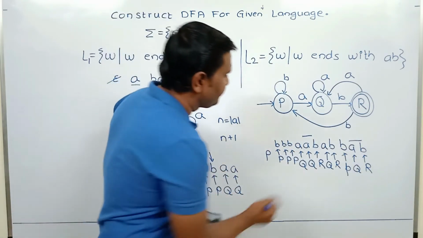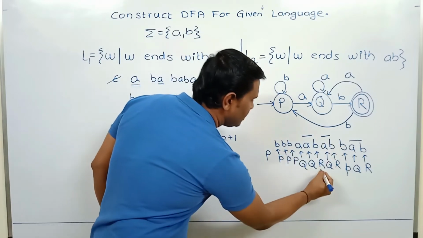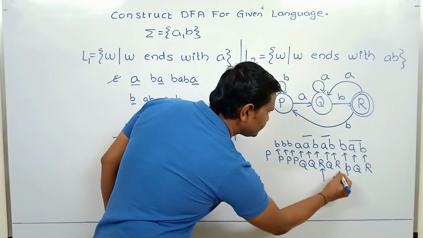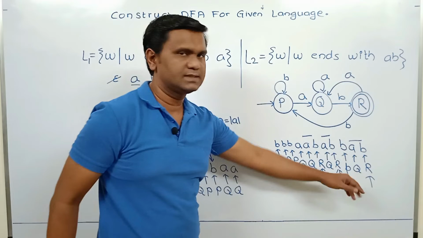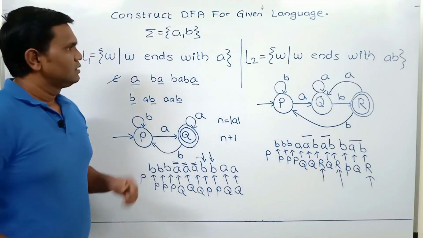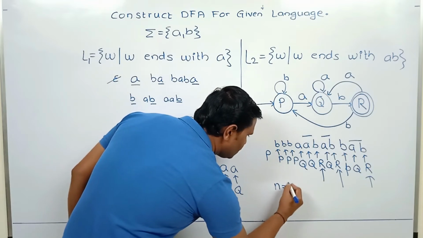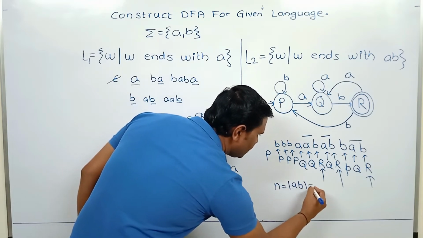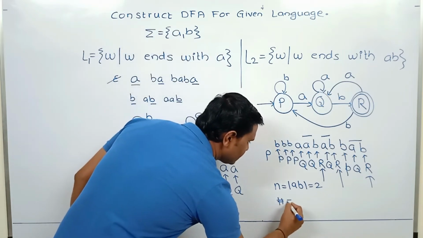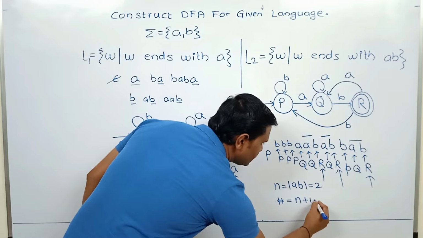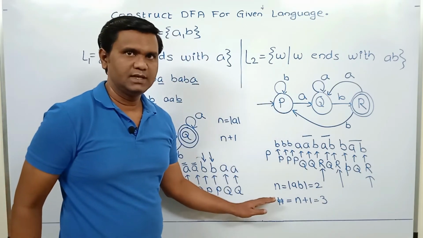So every time the last two symbols are AB, it is going to state R. Every time the last two symbols are AB, it is going to final state R. So here length n equal to length of AB equal to 2, and the number of states is n plus 1 equal to 3. So this is regarding the number of states.